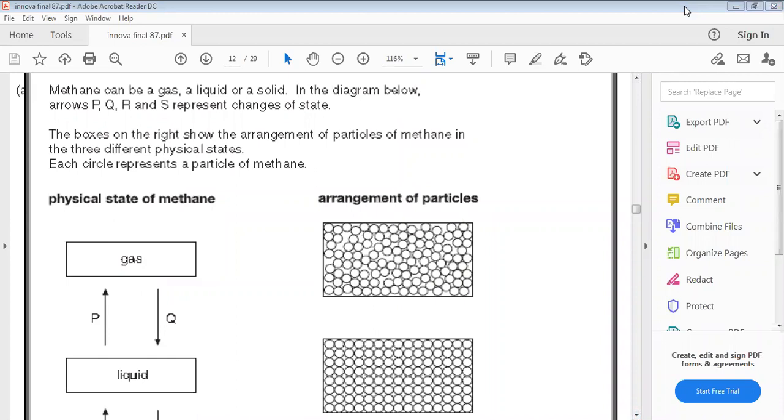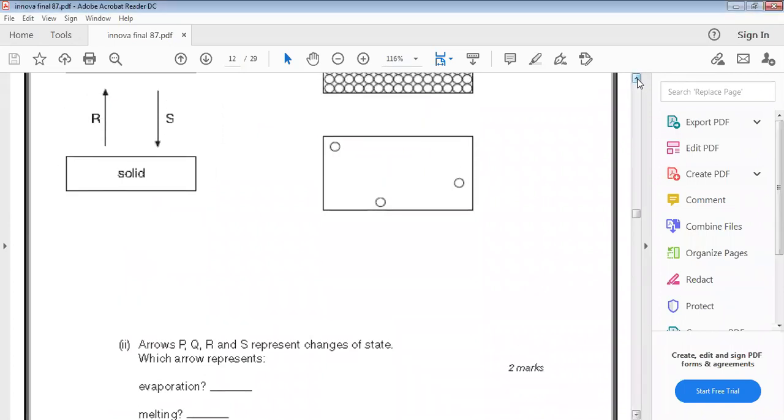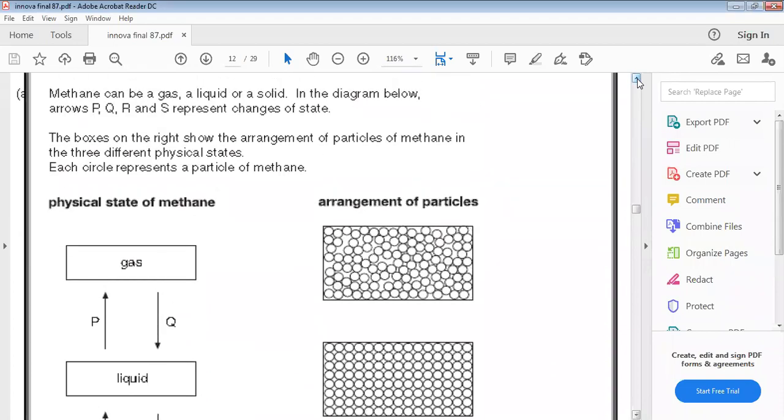Now, whose turn? His turn is Mariam. Come on, Mariam, answer this question. This will be the last question, and I'm going to complete the rest next time. Methane can be a gas, a liquid, or a solid.